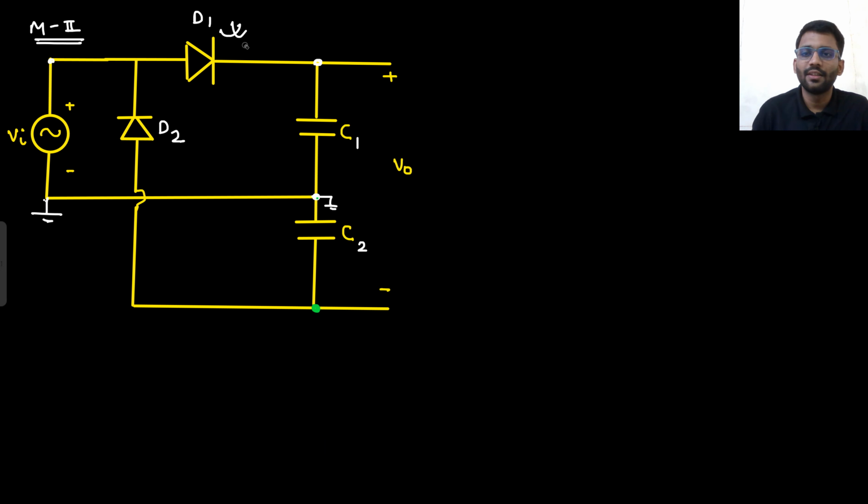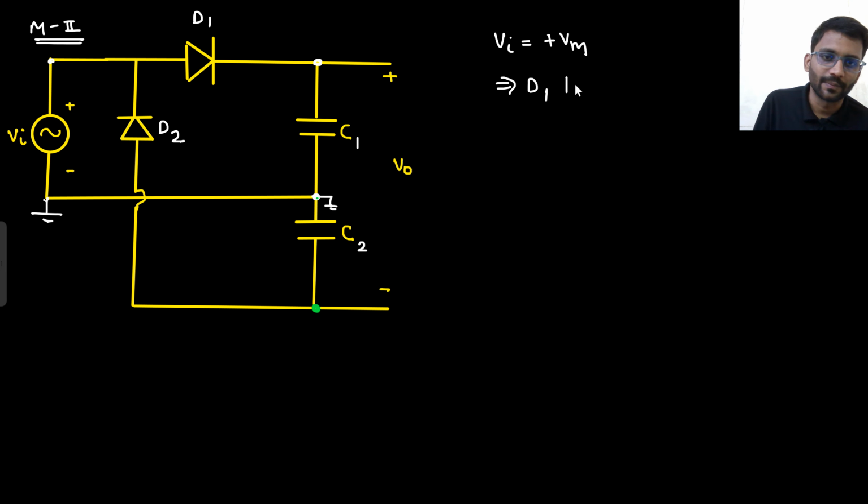So let's try when Vin is plus Vm. What will happen? D2 will not turn on, because here it is plus Vm. So D1 will turn on, and D2 is off. I should not write turns on, because it can turn on at 0 voltage only, but we will take only the maximum voltage. So I should write D1 is on and D2 is off.